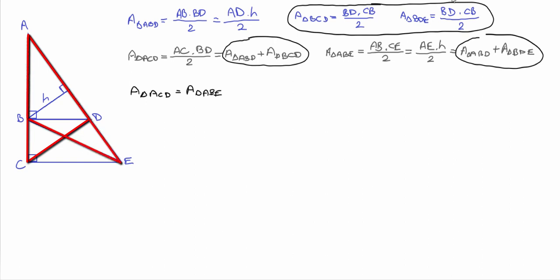So I can put these two equations together. I can say that AC times BD divided by 2, which is this one, is actually equal to AB times CE divided by 2, which is this equation. Now these twos cancel each other. I'm going to divide both sides by AB. These ABs cancel each other. And I'm going to divide both sides again by AC.